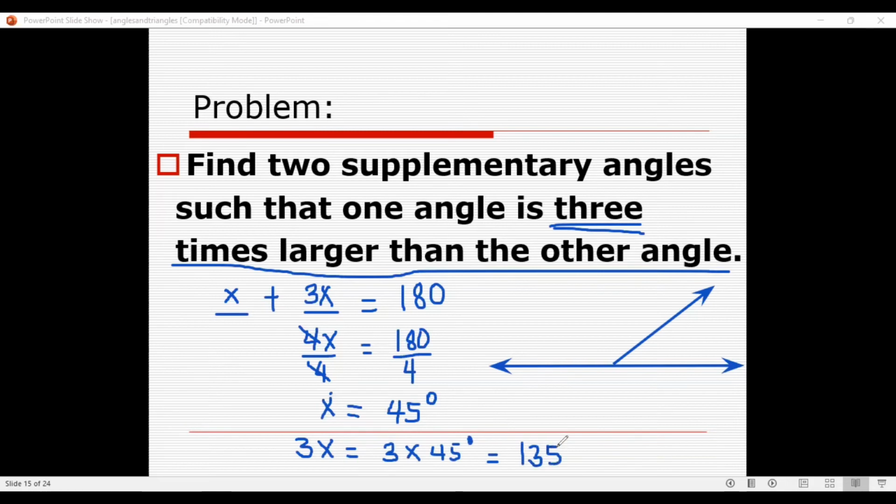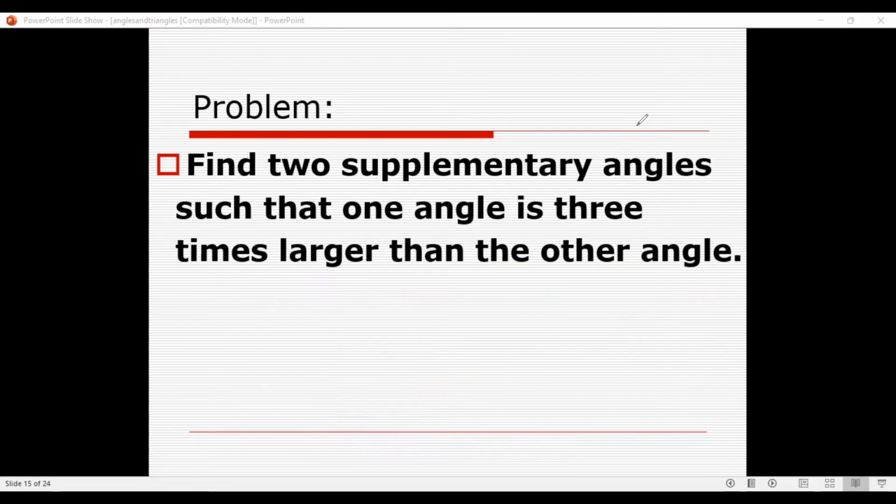So these are now the two measurements that we have. One angle is 45 degrees, while the other angle is 135 degrees. The condition is satisfied that one angle is 3 times the other, because 3 times 45 is 135. And another condition, their sum is 180. If we add 45 and 135, they should be supplementary, which means that their sum must be equal to 180 degrees. Okay, and let's have another one.